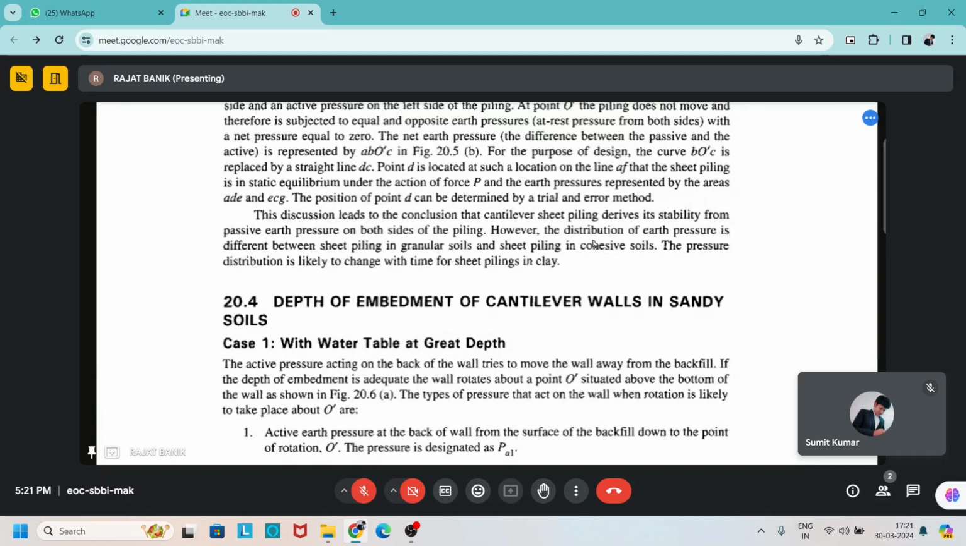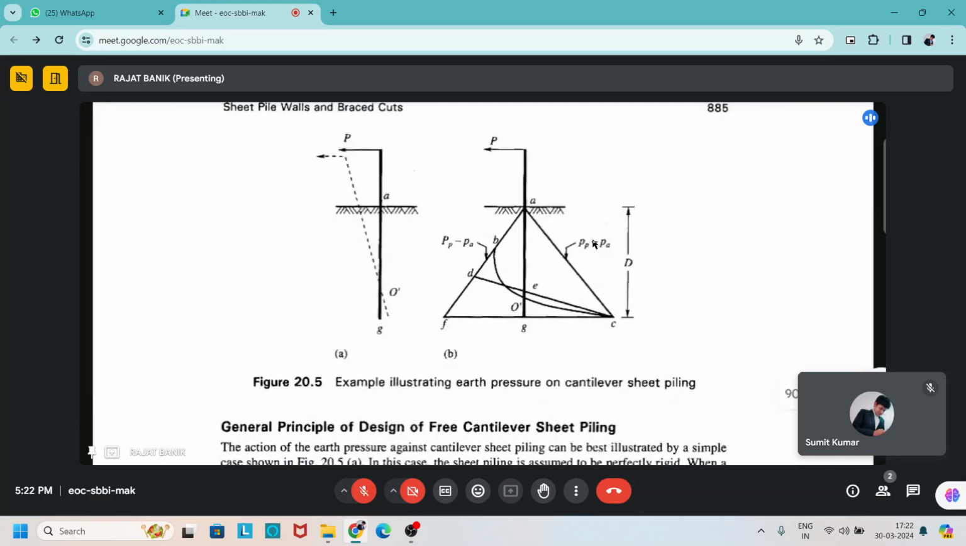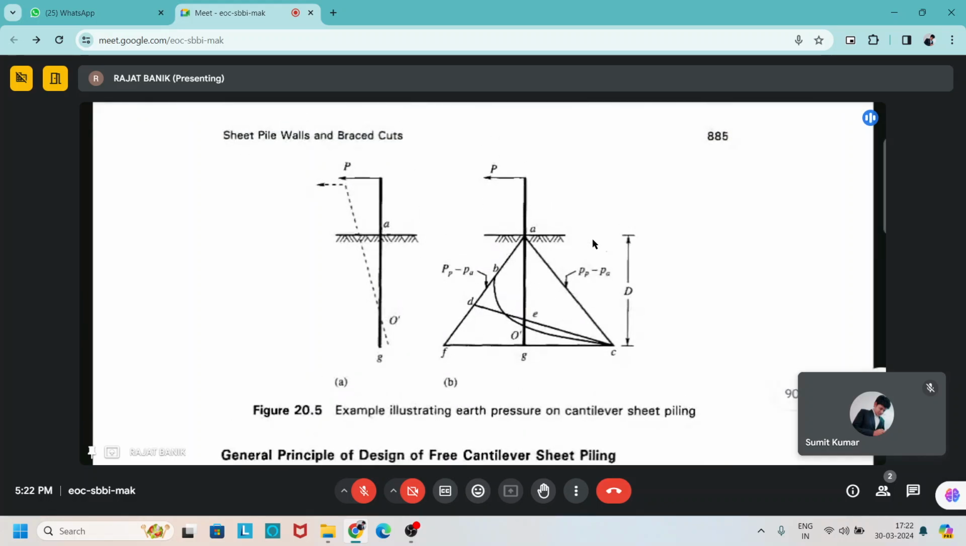So you can see that if we apply pressure P in the horizontal direction, a rotation occurs about the point O dash. Above the O dash, the right side acts as active earth pressure and the left side acts as passive earth pressure. Below the O dash point, the right side acts as passive earth pressure and the left side acts as active earth pressure on this cantilever sheet pile.